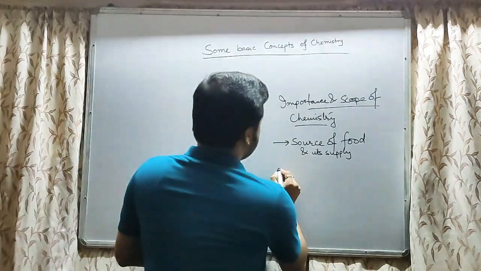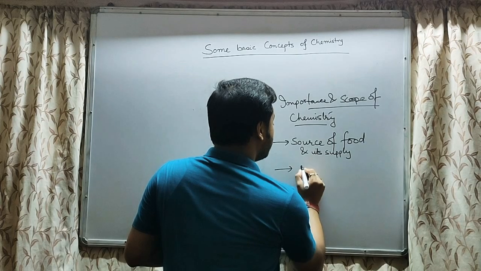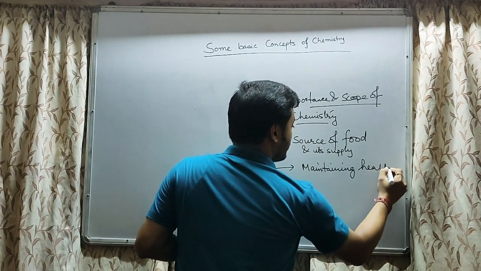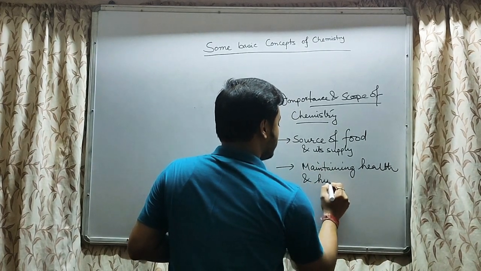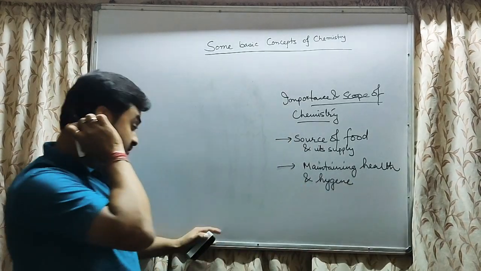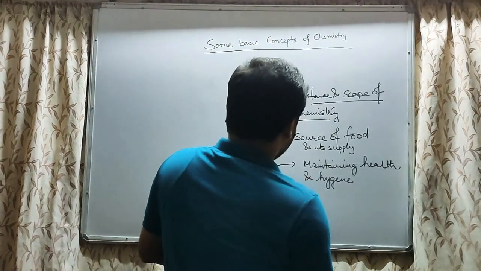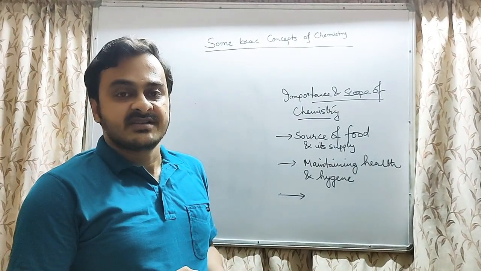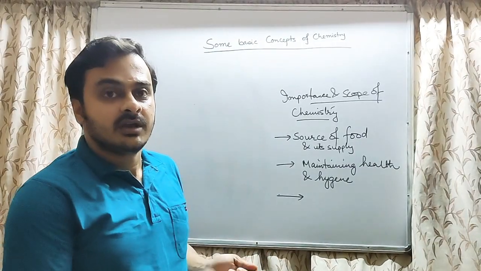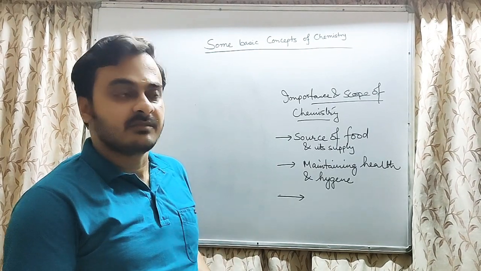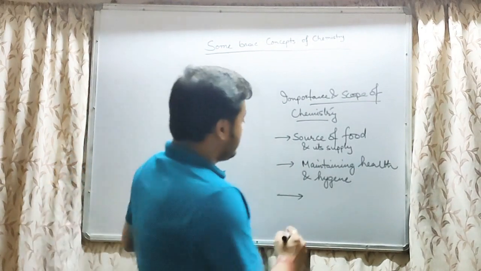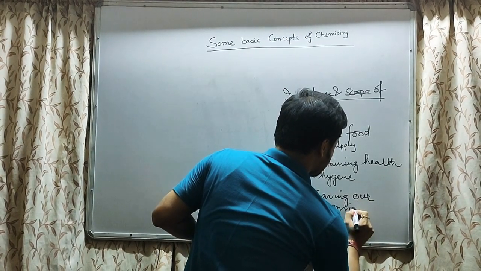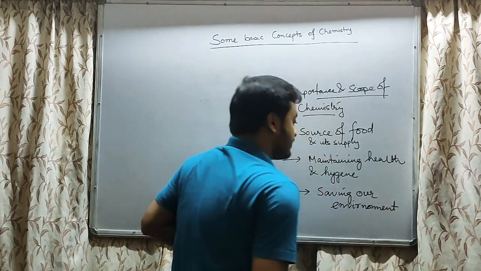Number two, chemistry has immense contribution in maintaining health and hygiene. Number three, environmental pollution is a big concern of the present century, and research is going on in order to minimize the pollution, and for the protection of the environment chemistry plays a significant role. So for the purpose of saving our environment, chemistry plays a significant role.